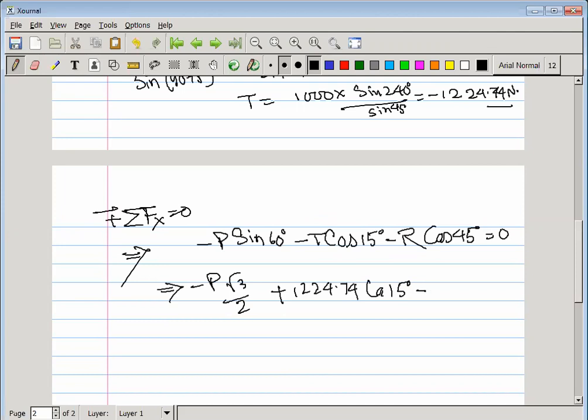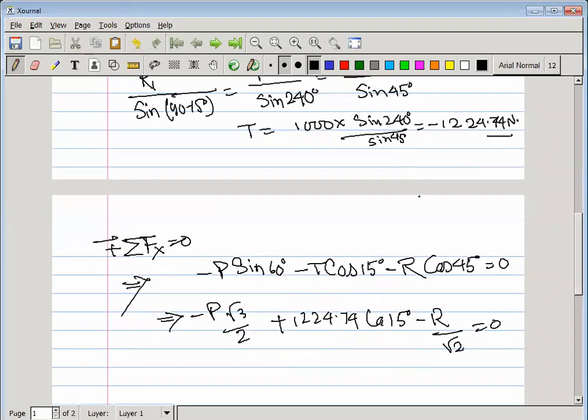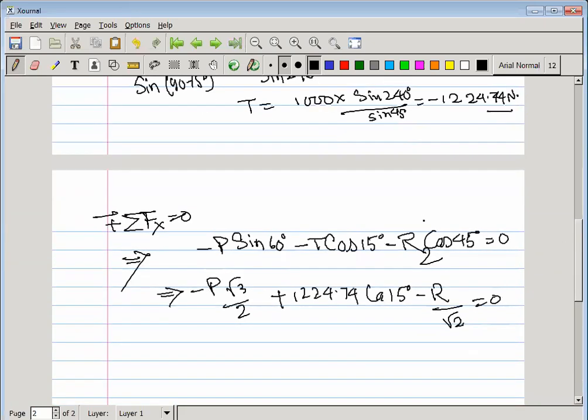then minus R by root 2, na? R is what? R2. Okay, R2. Clear? So this is one equation.